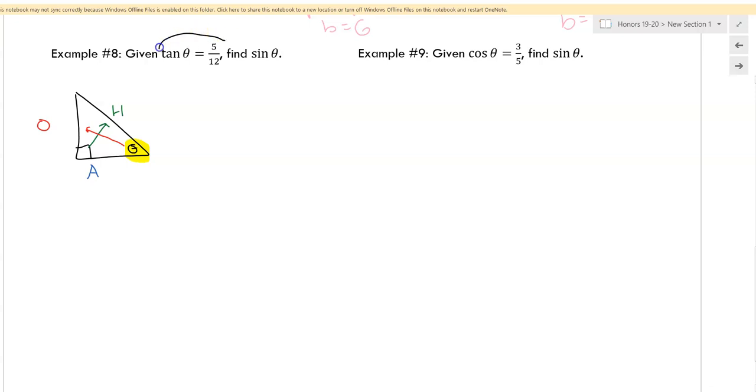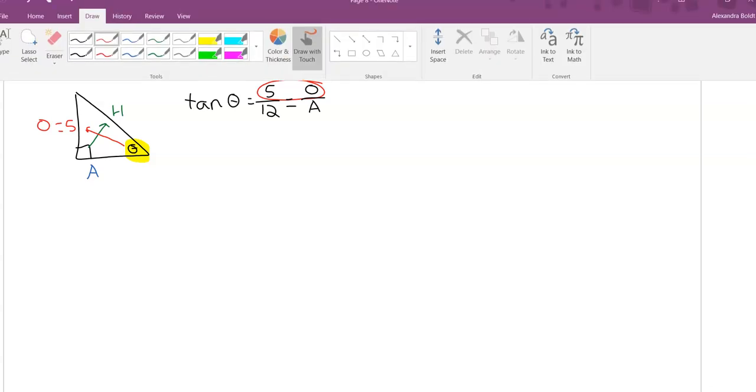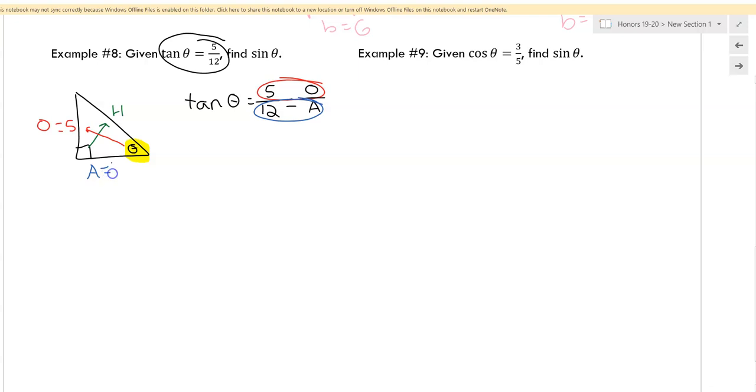Lovely picture. So we get told that tangent of theta equals 5 over 12. What do I know about tangent? I know that tangent is opposite over adjacent. Okay. So then if we look, our opposite side is 5. And our adjacent side is 12. Now this looks exactly like those problems. Now that we have this picture, right, if I'm finding the sine of theta, well, I have my opposite side and I don't know what my hypotenuse is.